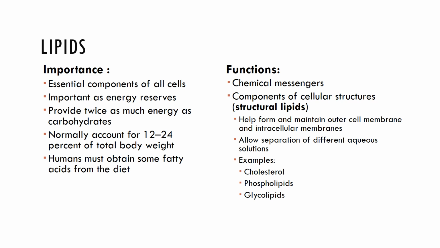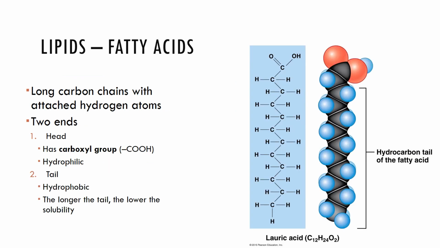Now, there's different types of lipids. Fatty acids are the first group that we will talk about. Fatty acids are long chains with attached hydrogen atoms. So fatty acids have both a head and a tail. The head, as you can see in the figure, has a carboxylic acid group, COOH. It's hydrophilic. Remember, that means water-loving. The tail is hydrophobic, meaning water-fearing.